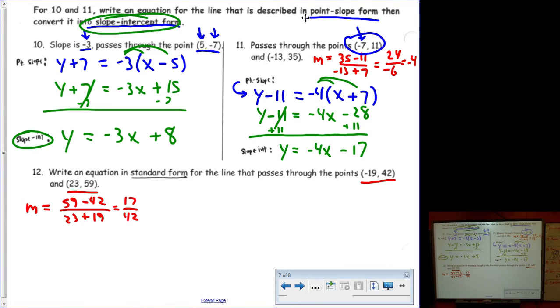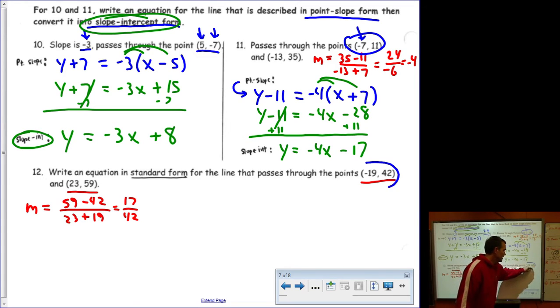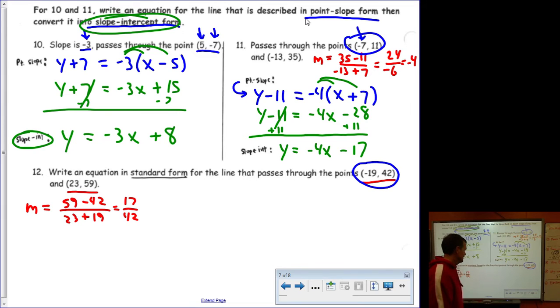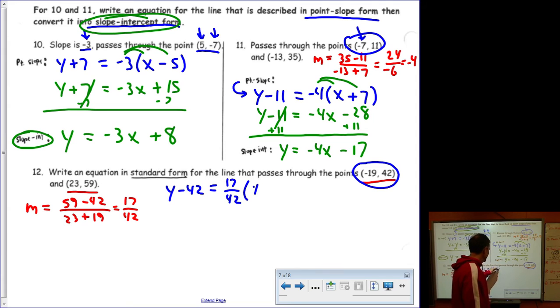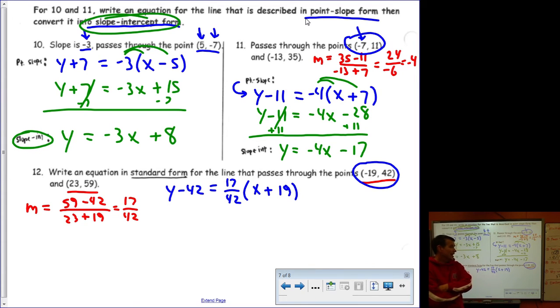All right. So, now I can either use point-slope form or I could solve for the y-intercept. But I'm just going to go ahead and use point-slope form. And I am going to just use this point, I suppose, though it really doesn't matter. So my equation would be y minus 42 equals 17 over 42 times x plus 19.